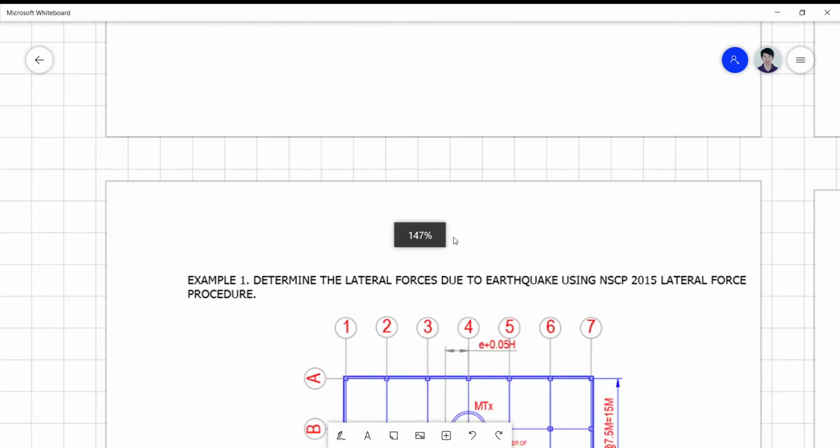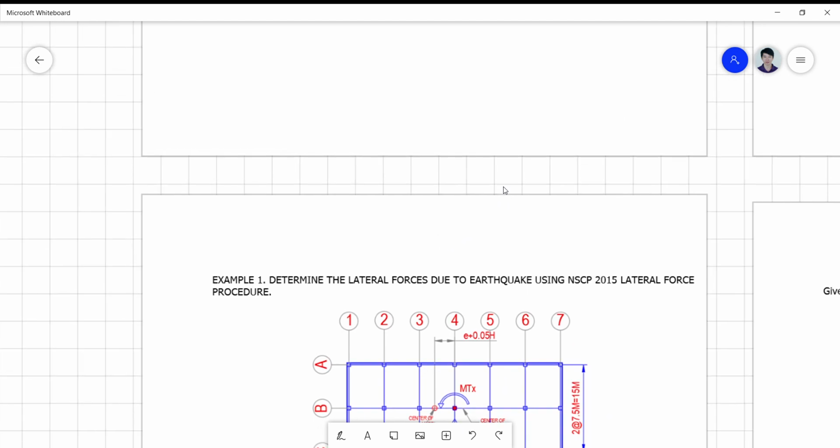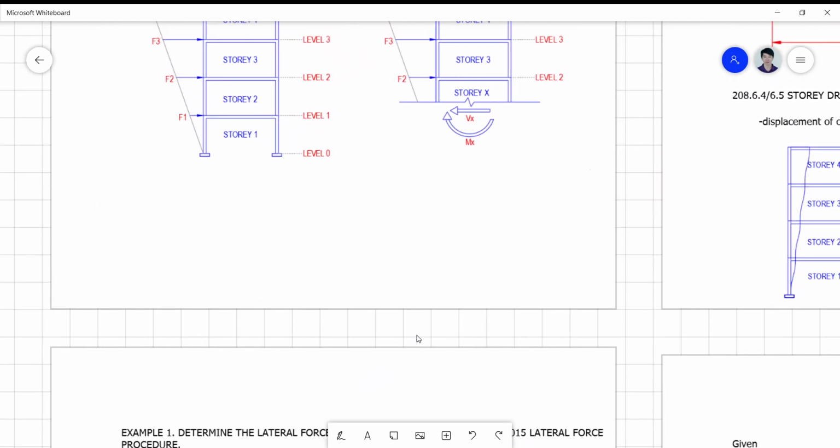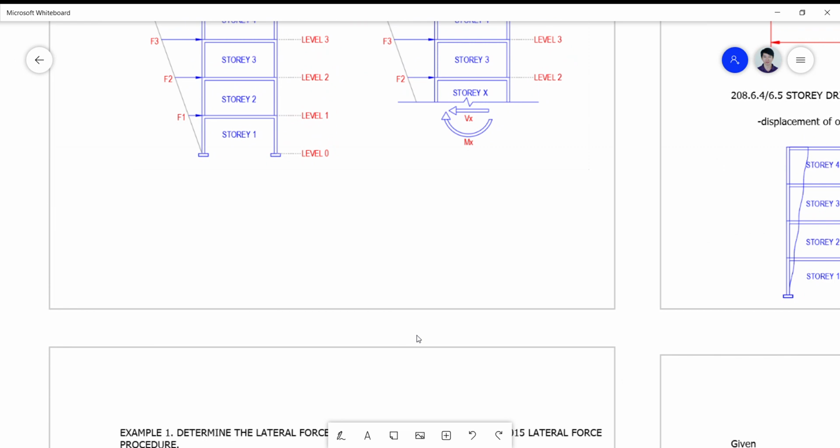So we are through with the discussion here. Let's have an example problem to understand better what the formulas are all about on the next video.